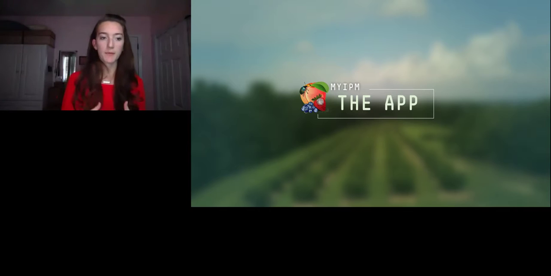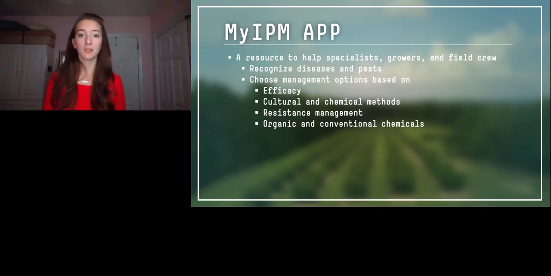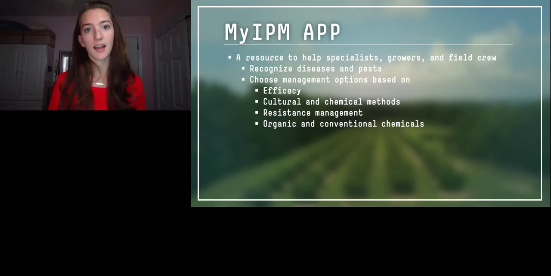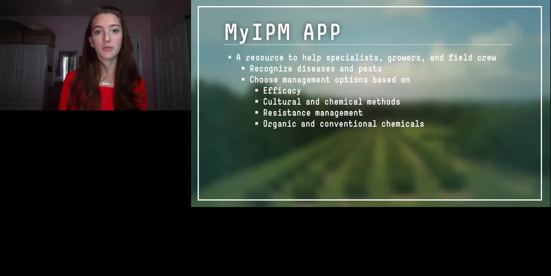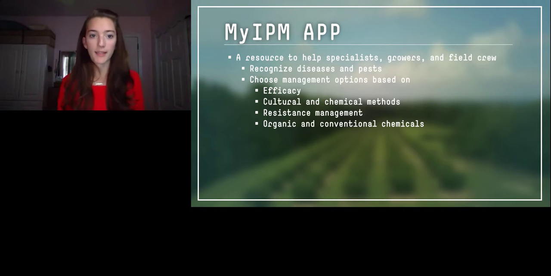So basically, the My IPM app was developed to help specialists, growers, and even field crews to recognize diseases and pests. So diagnosing in the field and being able to figure out what disease you actually have out there. Choosing management options based on their efficacy, how well they perform in field situations that's been tested by university specialists. Cultural and chemical methods, which methods are available for what diseases. Also resistance management for fungicides and pesticides. Organic and conventional chemicals that are available for each disease control.